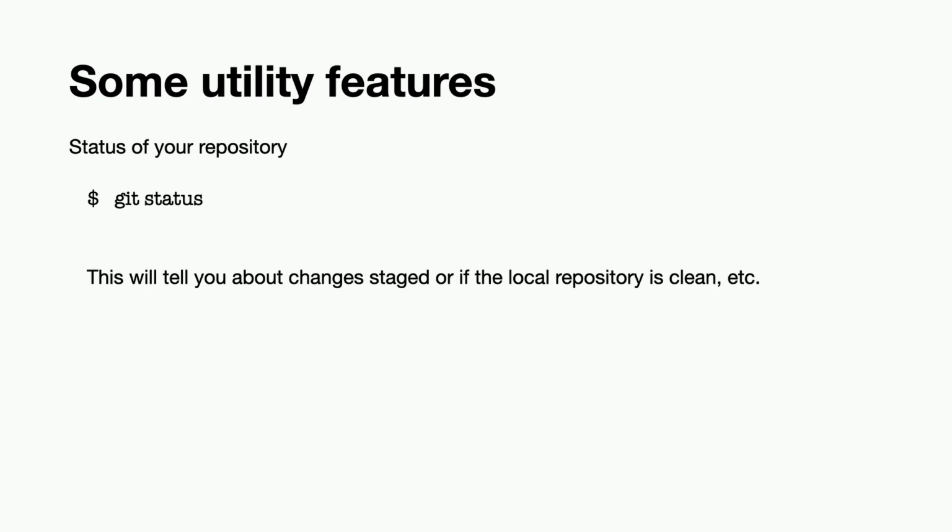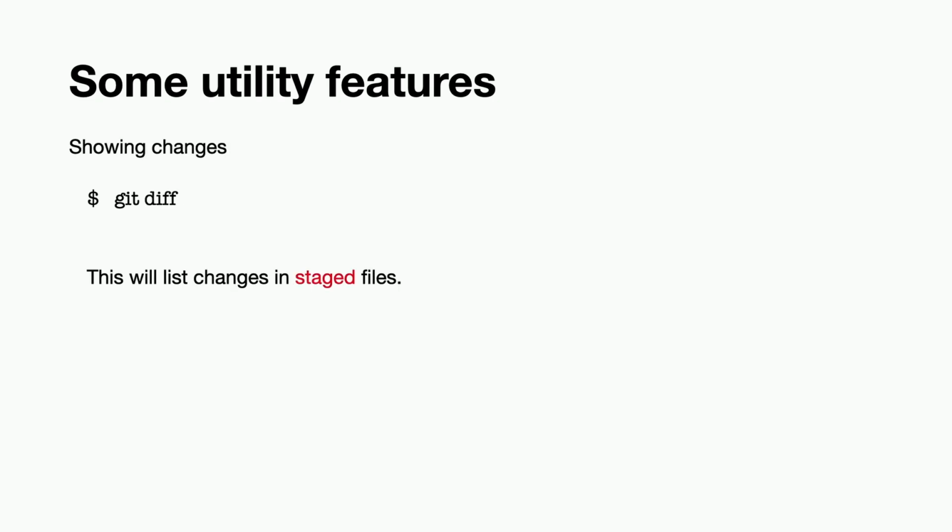There are some useful utility features of Git. The first one is the git status command. This will tell you about changes staged, or if the local repository is clean, and so on. We will check this as well.